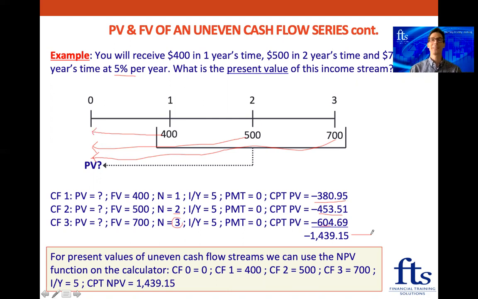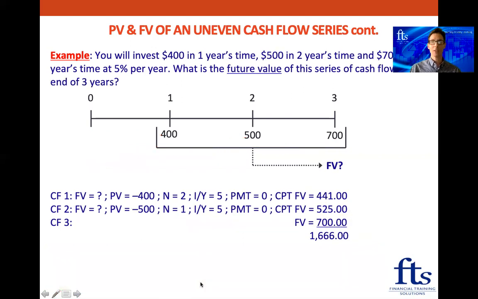But as we said on the previous slide, the good news is that for present values of an uneven cash flow stream only, we can use that nice NPV function on the calculator. So we just plug our cash flows into the calculator, put in our interest rate, hit the NPV button, and away we go. Now, we are going to revisit this in a lot more detail when we get to the corporate finance section. So we will be returning in a big way to the NPV.